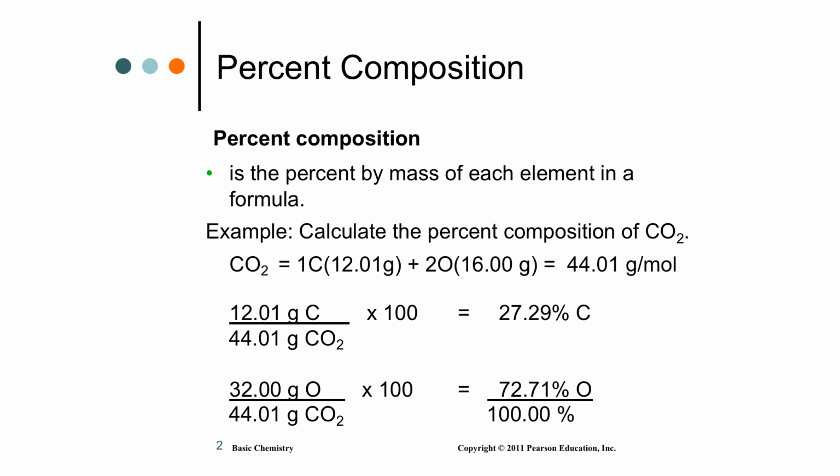Here's an example. Calculate the percent composition of carbon dioxide. Well, I need to go to the periodic table and look at the mass numbers. I find that the mass number of carbon is 12.01 and the mass number of oxygen is 16. If I have carbon dioxide, I've got 1 carbon, and that carbon is 12.01 AMUs, so 1 times 12.01 is 12.01. I've got 2 oxygens, and oxygen is 15.9994. That's what it says on the periodic table.